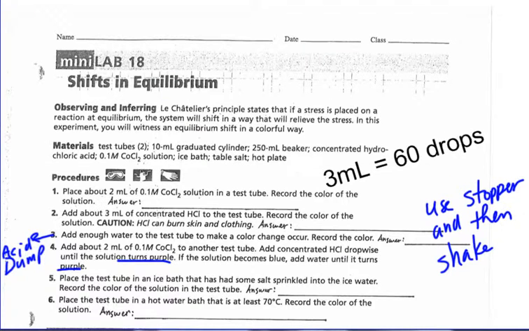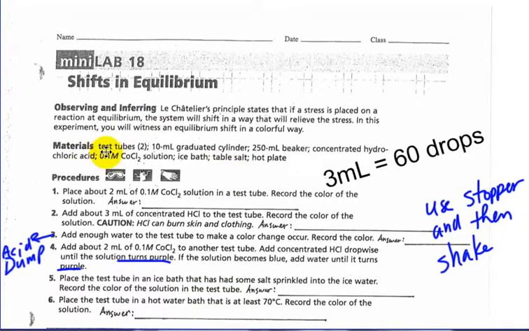Okay? So the actual lab is here, shifts in equilibrium. Observing and inferring: Le Chatelier's principle states if the stress is placed on a system at equilibrium, the system adjusts in a way to relieve the stress. In this experiment, you will witness an equilibrium shift in a colorful way. So that's kind of what the purpose is there.